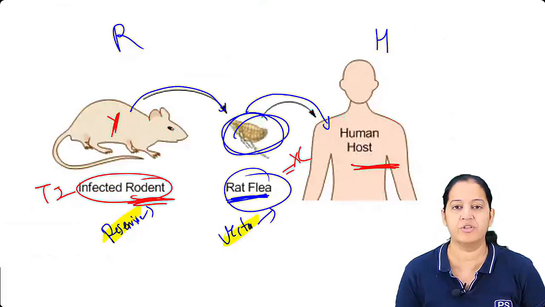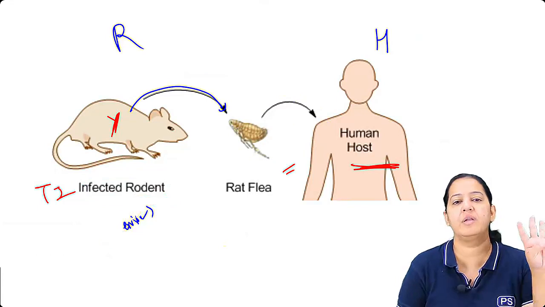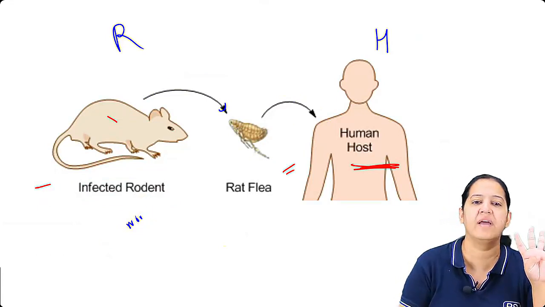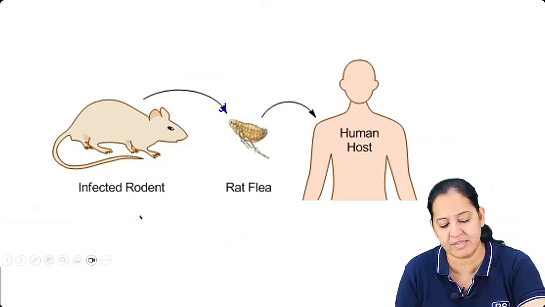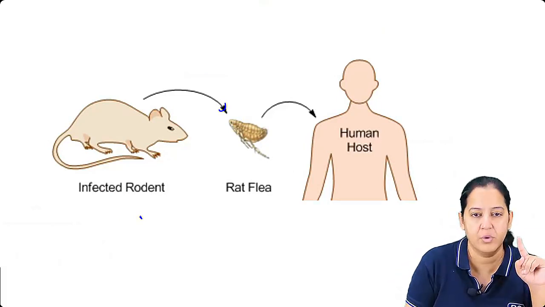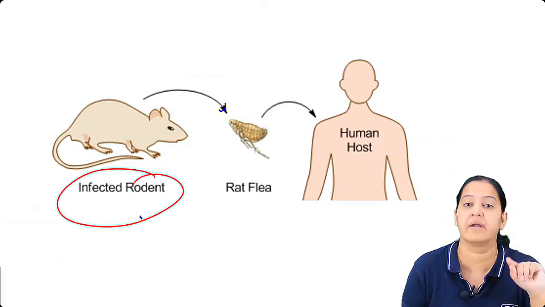How many of you got it? So here you get how many questions? You can see, they can ask you the reservoir, they can ask you the vector. Who's the reservoir? Who's the vector? Can you tell me who's the reservoir? The rodent is the reservoir. Who's the vector? The rat flea is the vector.